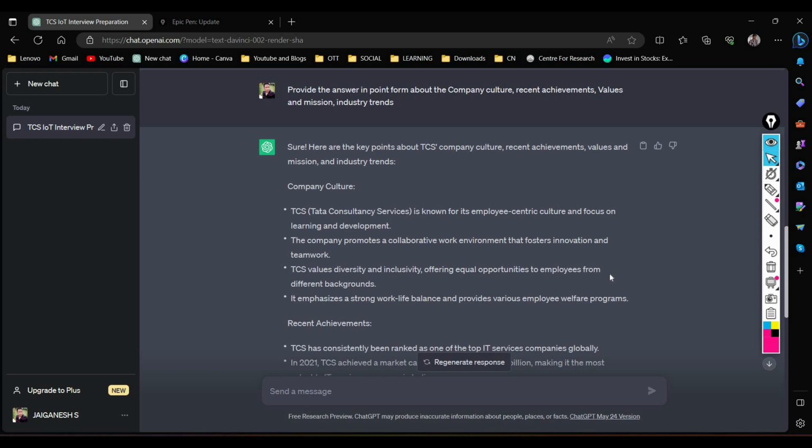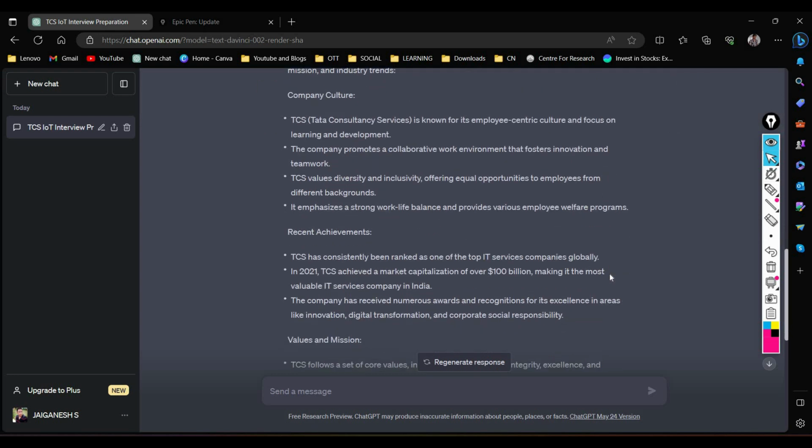This is the data that we have received from ChatGPT. Looking at the first data, the company's culture: TCS is known for its employee-centric culture and focus on learning and development. So you get to know that TCS always focuses on learning and development.